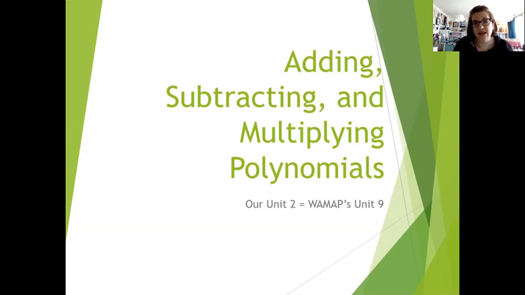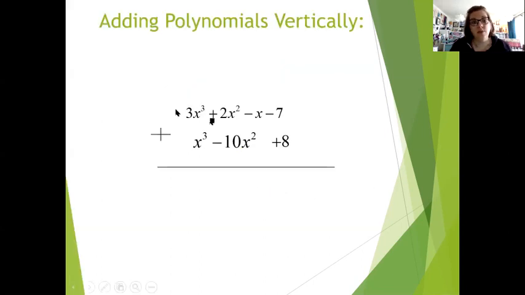nomials. So if we look at this first example here, I have 3x to the third, I have 2x squared, I have a minus x, I have a minus 7. This is a polynomial. It has a lot of things going on. The second one here, x to the third minus 10x squared plus 8, might be called a trinomial. It has 3 terms in it, 3 nomials. Anyway, there's also binomials and monomials, and we'll look at that a little bit when we get to adding to our math journal.